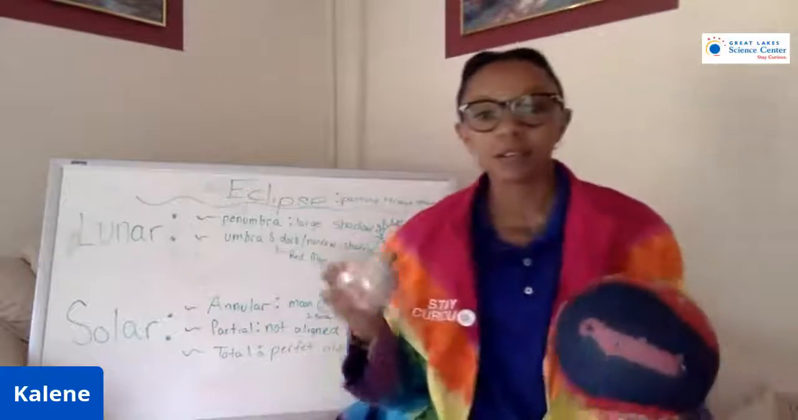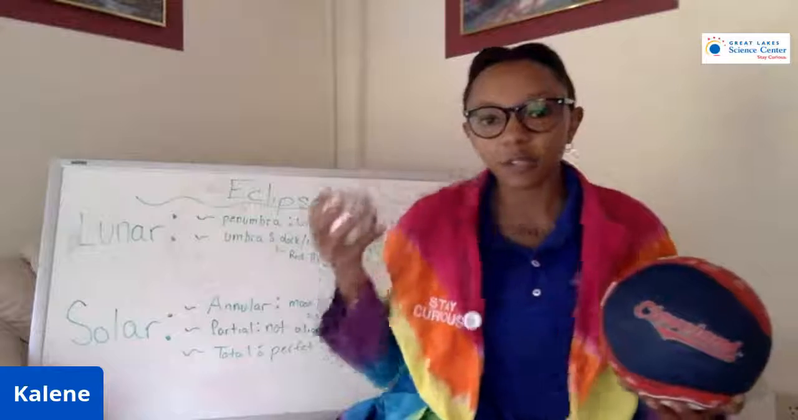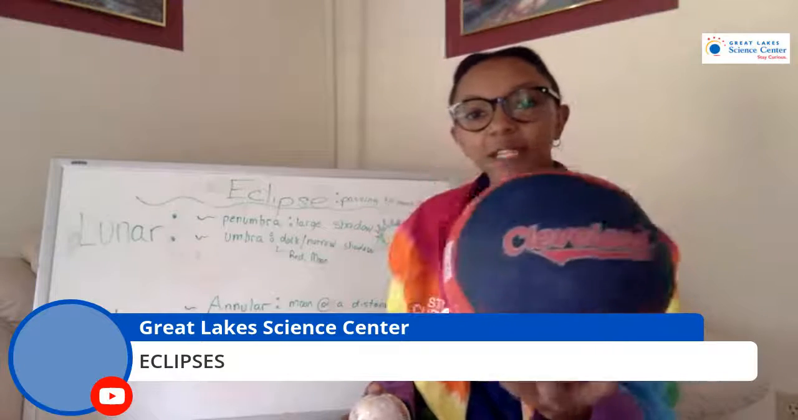How about I take these two balls here, and then I turn my little light on, and then I act as the sun. This ball right here is Earth. And then this ball right here will be the moon. Okay, it's smaller. So let's think about that.